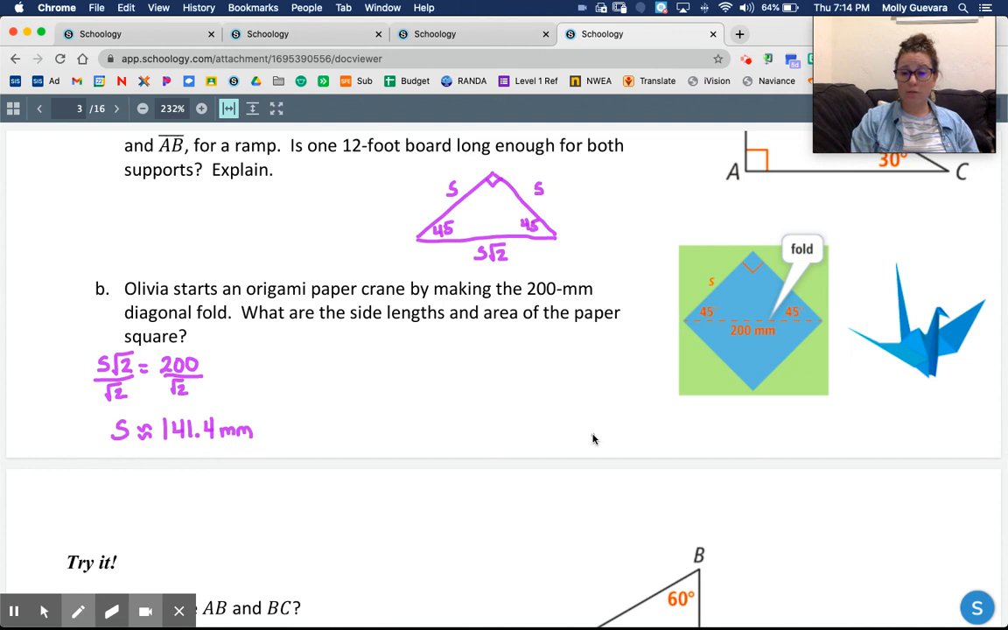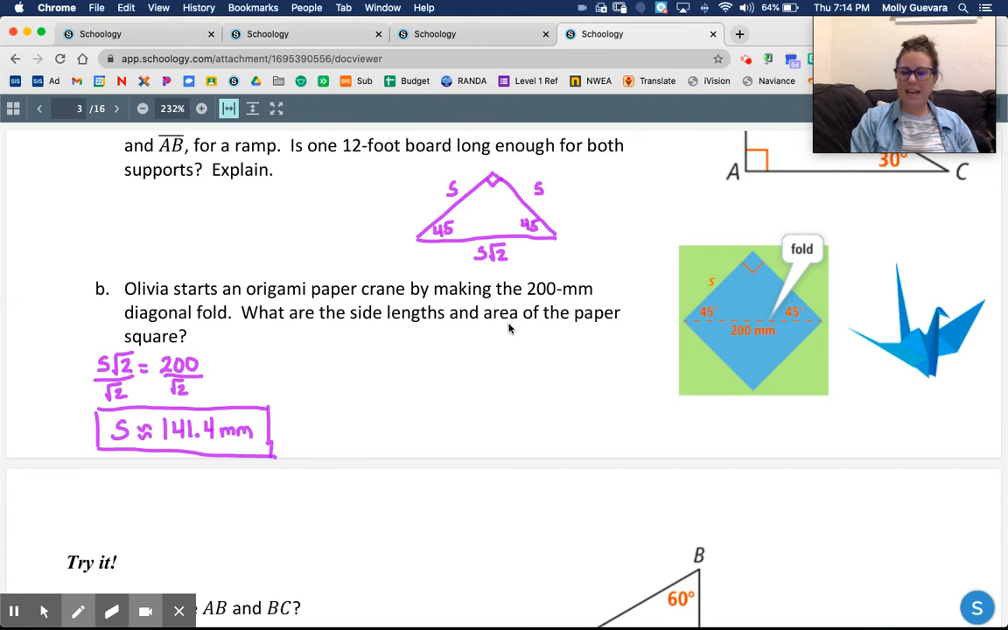So that is the length of all four sides, because when you're doing origami, you start with a square, right? A perfect square. And it tells me it's a square. So I know all four sides are 141.4. So what are the side lengths? Boom. There you go, side lengths.